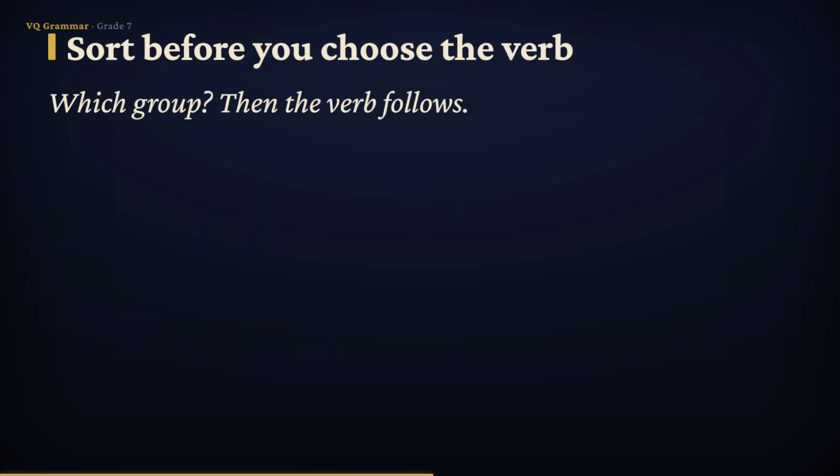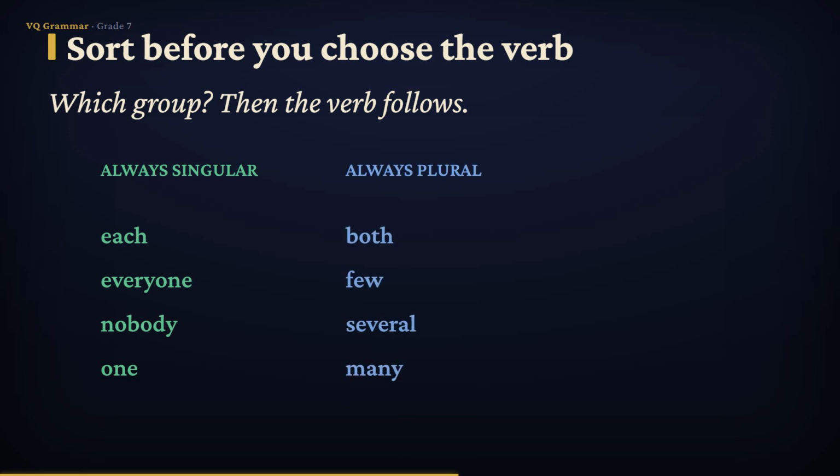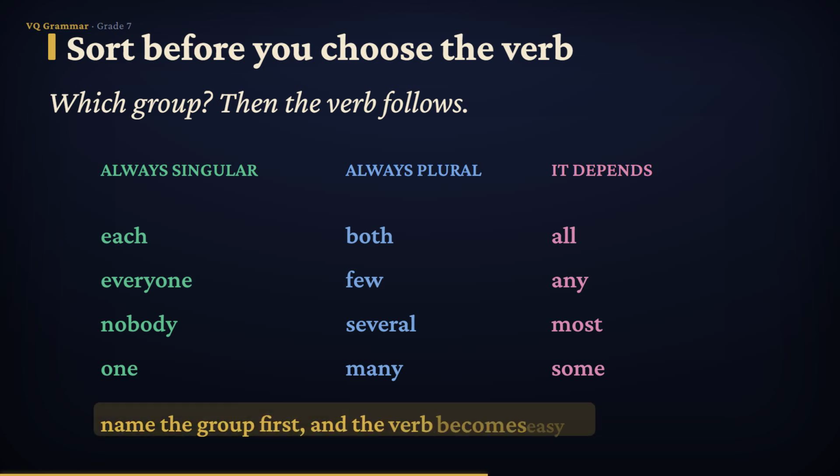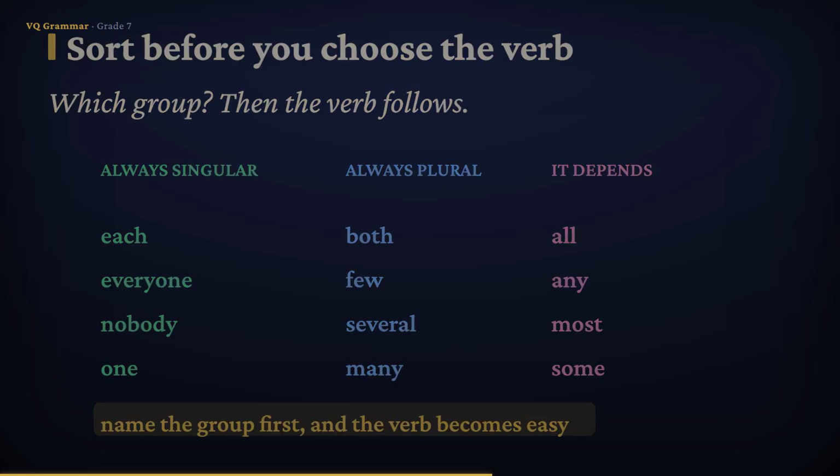Let's put it all together in one picture. Before you ever pick a verb, sort your pronoun into one of 3 columns. Always singular is words like each, everyone, nobody, and one. Always plural is both, few, several, and many. And it depends covers all, any, most, and some, which lean on the noun after of. Once you know the column, the verb almost chooses itself. So name the group first, and the verb becomes easy.